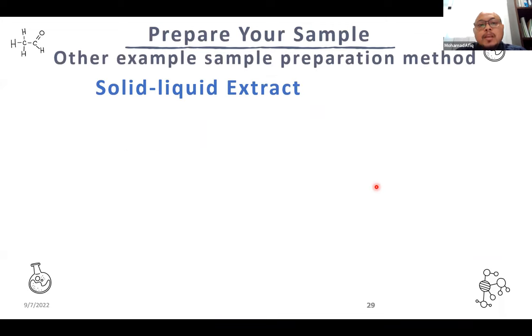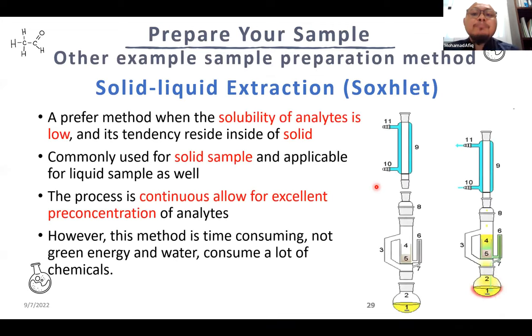Okay. So here is the example of the sample preparation method. The first one is the Soxhlet extraction method. It's a preferred method when the solubility of the analyte is low and it tends to reside inside the solid. For example, you take liver. The analyte is very much loved to be inside the liver. It has low solubility to be extracted into the solvent. So by performing solid-liquid extraction, you can do continuous extraction.